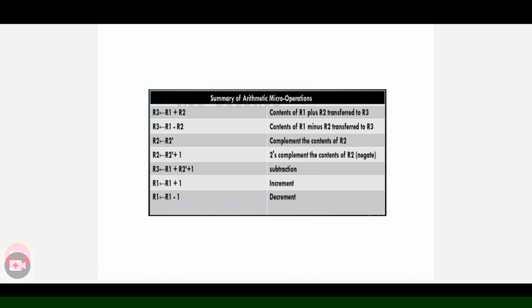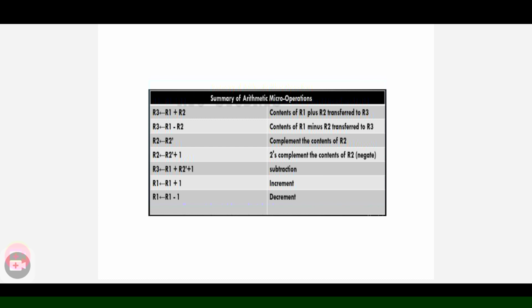This is a summary of arithmetic micro operations. R3 is equal to R1 plus R2 means there is an addition operation. R3 is equal to R1 minus R2 is a subtraction operation. R2 equal to R2 complement is a complement operation. And R2 is equal to R2 complement plus 1 is the 2's complement of the contents of R2.